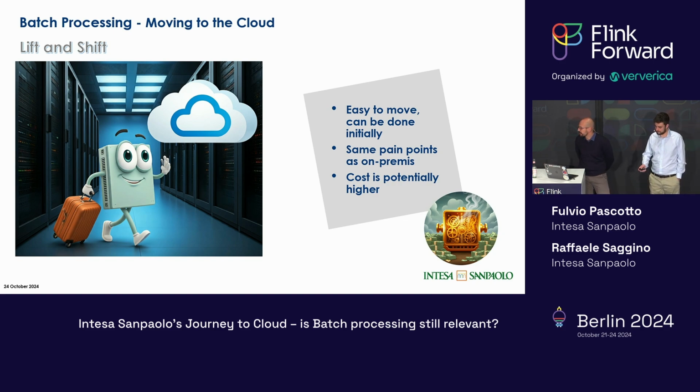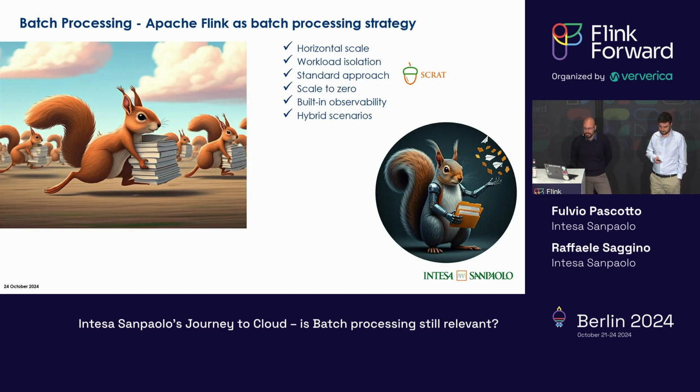So can Flink come to our help? Sure. With Flink we can achieve horizontal scaling and workload isolation. We can have a standard approach in the development with our framework Scrat, which our colleagues will talk about in the next speech. And we can achieve scale to 0. We can have a built-in observability framework, so we can feed our monitoring systems. And we can think of hybrid scenarios, like mix and match stream processing with batch processing. Okay, so Flink can help.